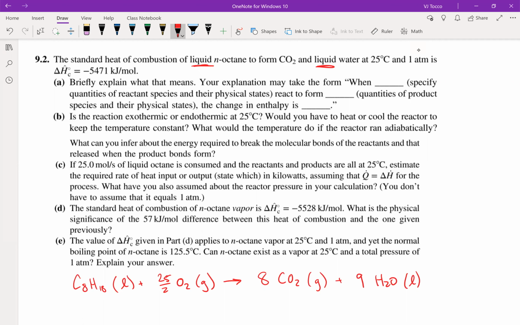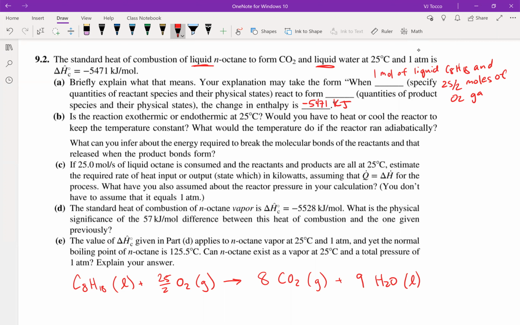So what does that mean? When 1 mole of liquid C8H18 and 25 halves moles of O2 gas react to form 8 moles of gaseous carbon dioxide and 9 moles of liquid water, the change in enthalpy is minus 5,471 kilojoules.